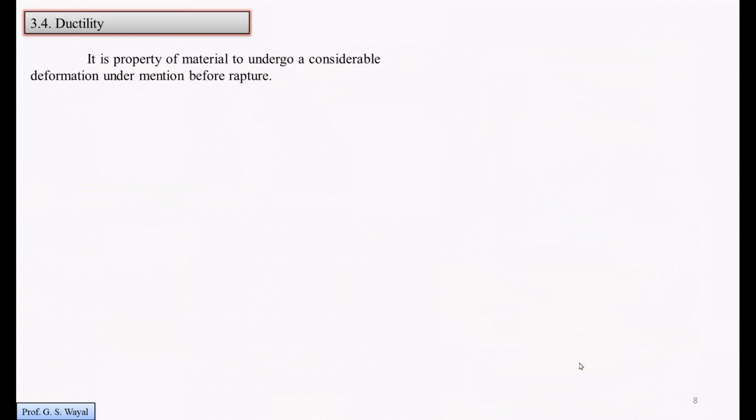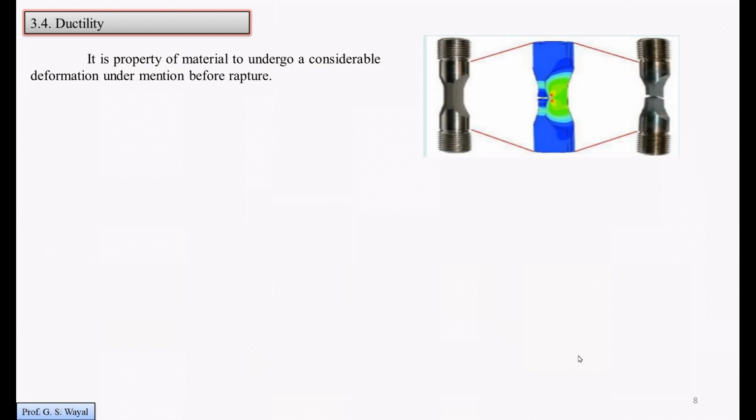Then the next one is ductility. It is the property of a material to undergo considerable deformation before rupture. Ductility means if we apply forces on a particular material, that material will extend or deform by some amount when we apply the external force on that member. If we continuously apply force on that material, and once it reaches its capacity, the material will collapse or fracture.